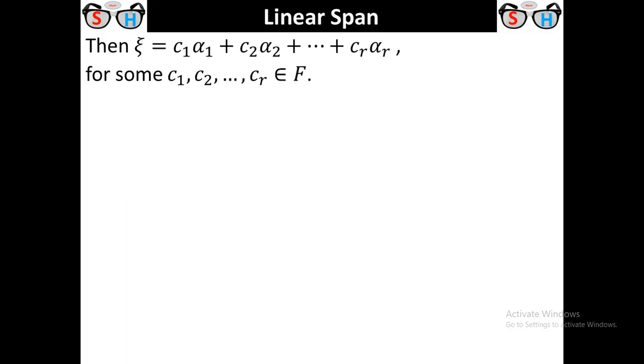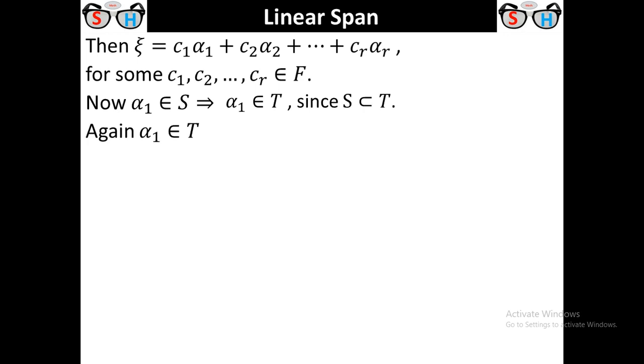But alpha 1 is an element in S, therefore alpha 1 is an element of T, because S is a subset of T, which is given in the question. Again, alpha 1 in T implies that alpha 1 is in L(T), because we know that L(T) is a superset of T, that is, L(T) contains all the elements of T. So here alpha 1 is in L(T), that is, when alpha 1 is in T, then alpha 1 must be in L(T).